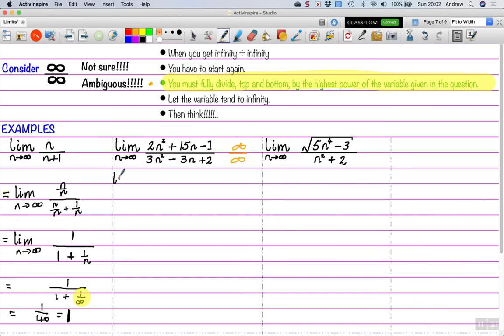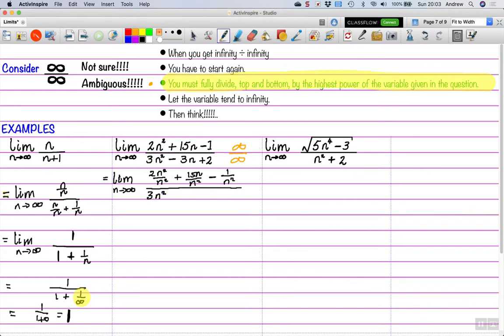So just rewriting this line, we've got the limit as n tends to infinity of 2n squared divided by n squared plus 15n divided by n squared minus 1 divided by n squared. So we've divided every term on top by the highest power of n. And now we're going to do that same thing on the bottom.